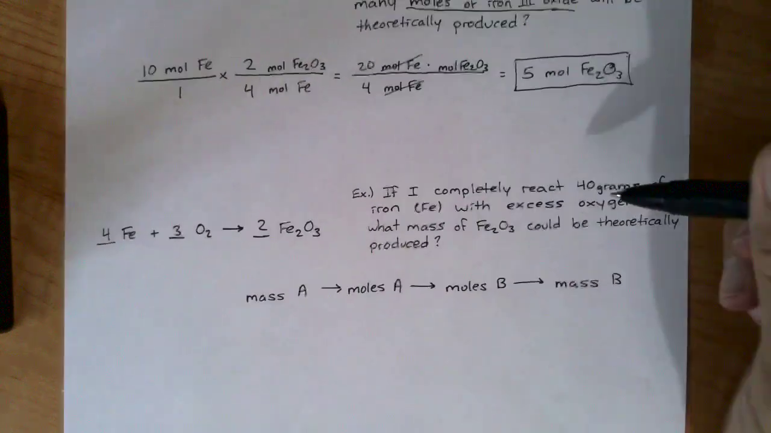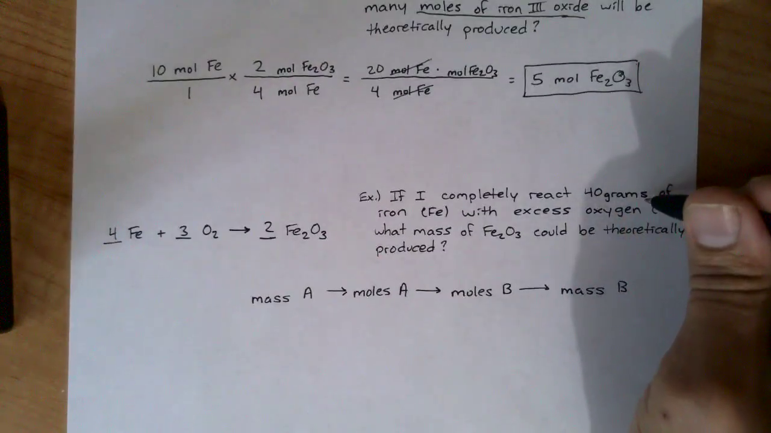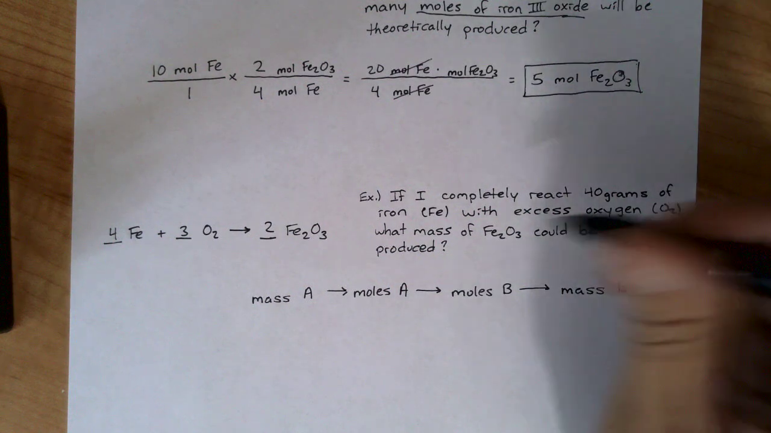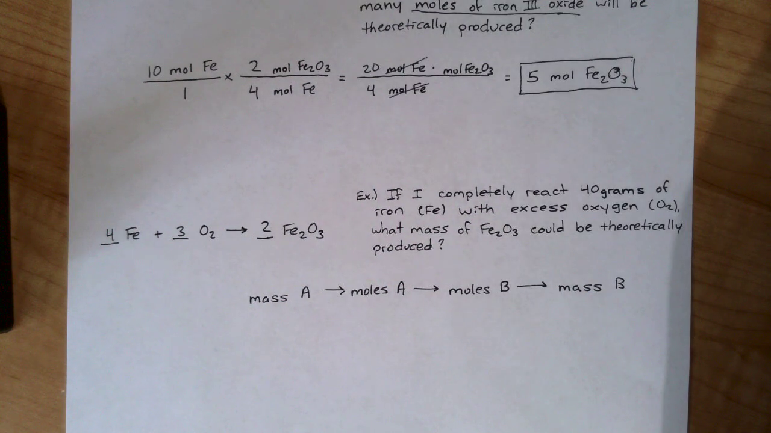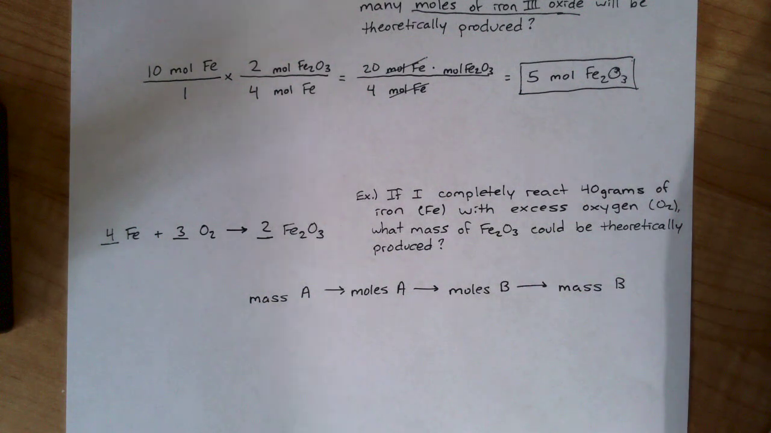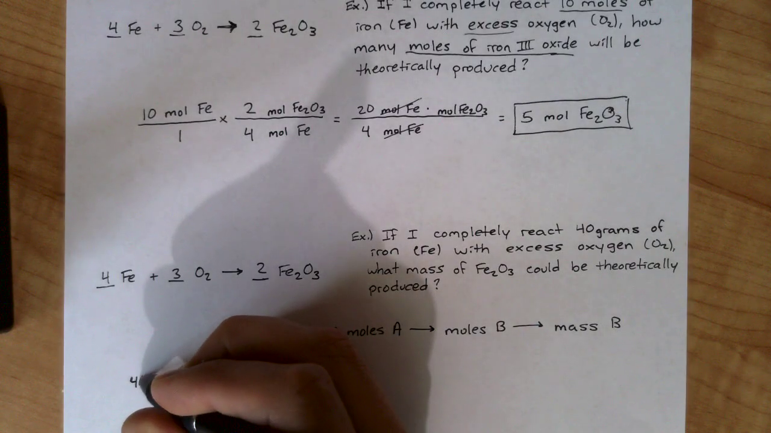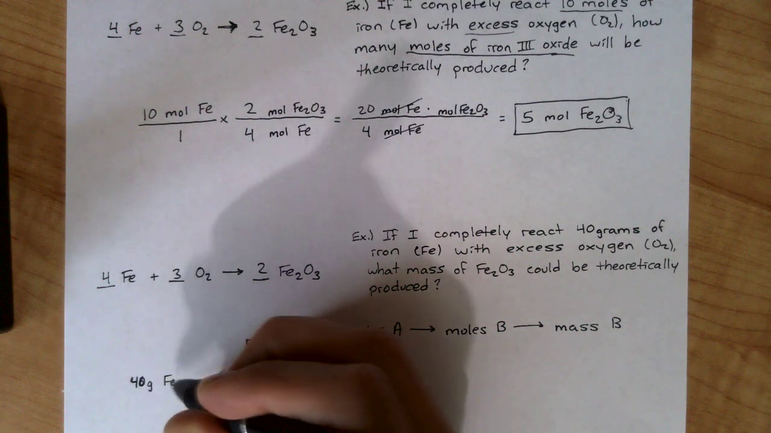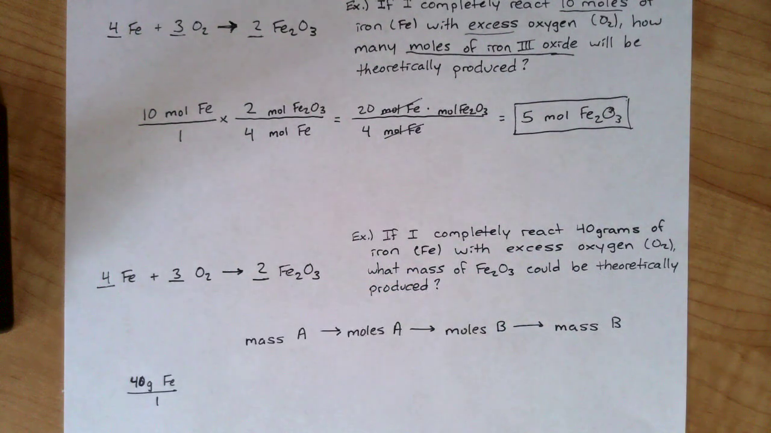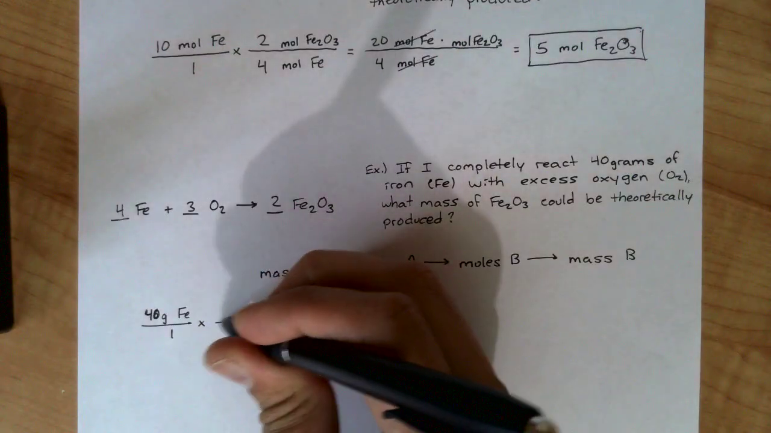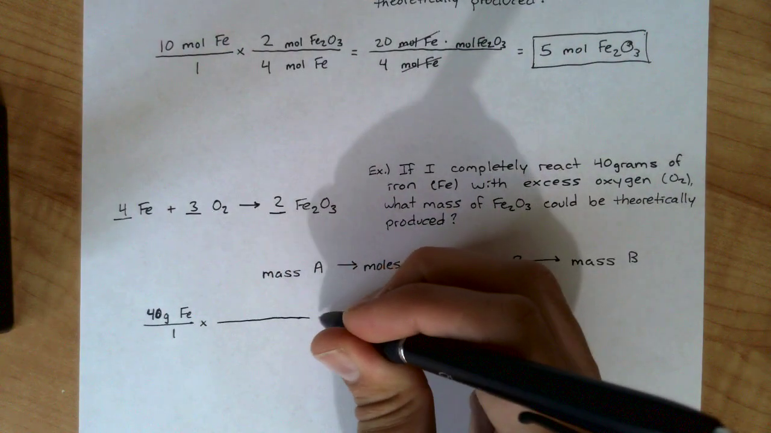So here we go. If I completely react 40 grams, the mass of iron, with an infinite amount of oxygen, again, what mass of iron 3 oxide could be theoretically produced? Same question as above, except now we're talking about mass, and we're trying to find mass. So if we start with what we are given, 40 grams of iron, I can set that as a fraction over 1. We are not going to worry about putting in any numbers yet. No numbers. We're just going to put in units.